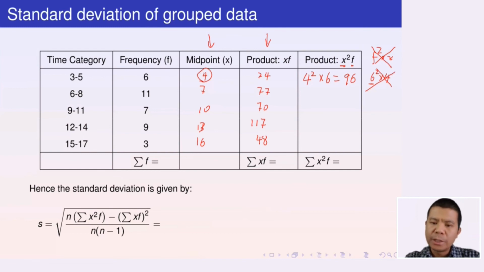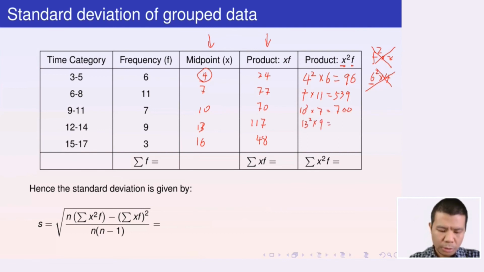The second is 7 squared times 11, which is 539, then 10 squared times 7, which is 700, and 13 squared times 9, which is 1521, and 16 squared times 3, which is 768. Now we want to add all the frequencies together.